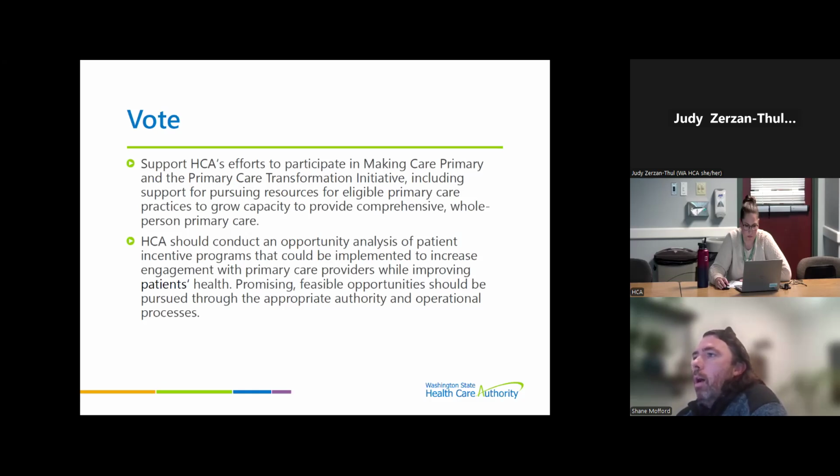So the first recommendation is related to Making Care Primary. It would be a voice of support for HCA's efforts to participate in Making Care Primary and the Primary Care Transformation Initiative, including support for pursuing resources for eligible primary care practices to grow capacity to provide comprehensive whole person primary care. So this is getting back to what was mentioned in What's New in Washington, Making Care Primary, which you have all heard about previously quite a bit. It truly does align with the state's efforts for primary care transformation quite seamlessly.